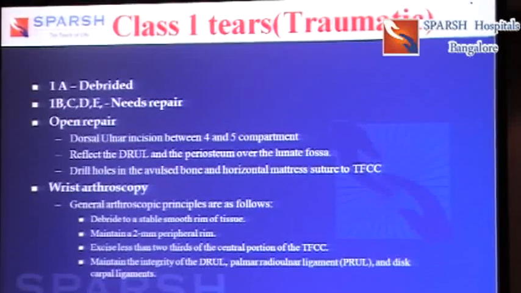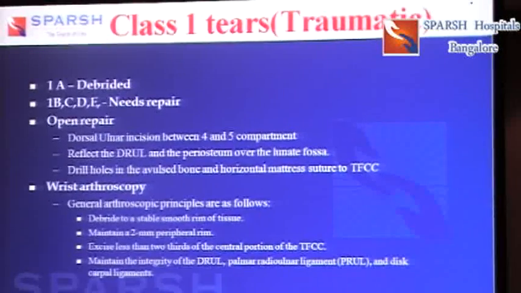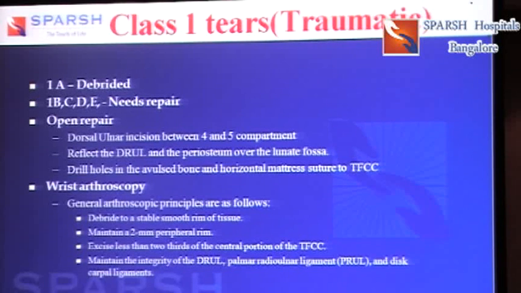You can do either an open technique or an arthroscopic technique. The open technique commonly occurs between the 4th and 5th extensor compartments. Identify the tear and fix it with whatever anchors are available. Mitek anchors are available. There are so many ways you can fix it. We just need to know the principle.